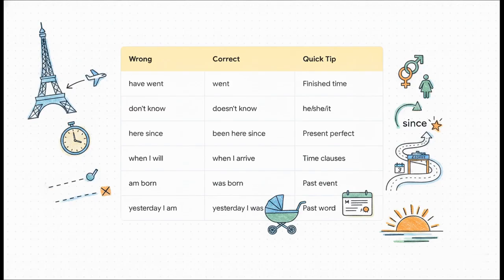Here is a great conceptual anchor for you. Unless you are a literal time traveler, your birth is a completely finished event in the past, so it is always, I was born. And finally, our golden rule. Yesterday I am very tired is fixed by remembering that past time words demand the past tense. So, yesterday I was very tired.